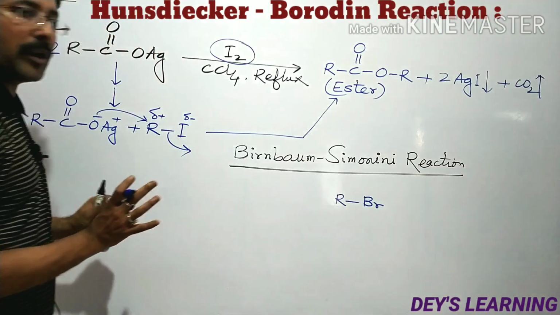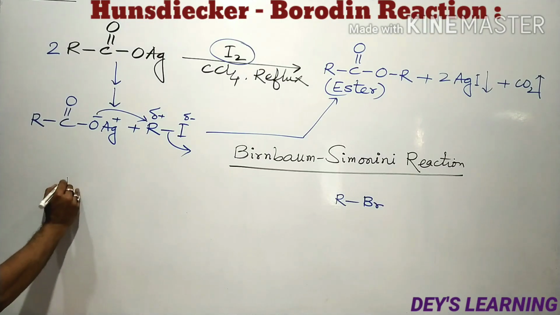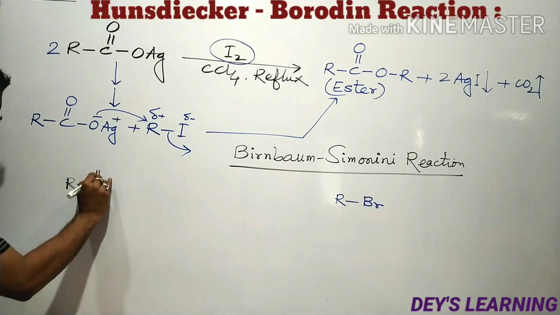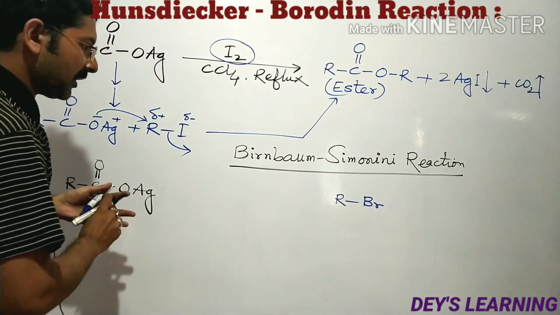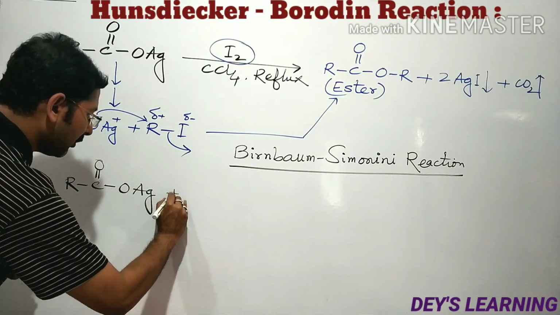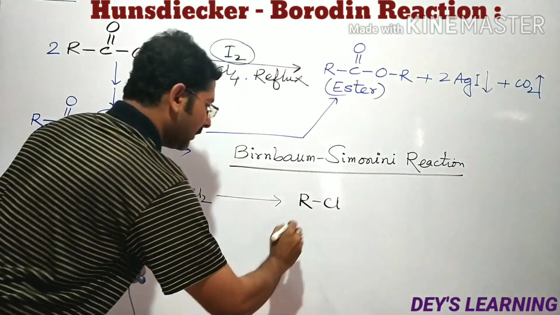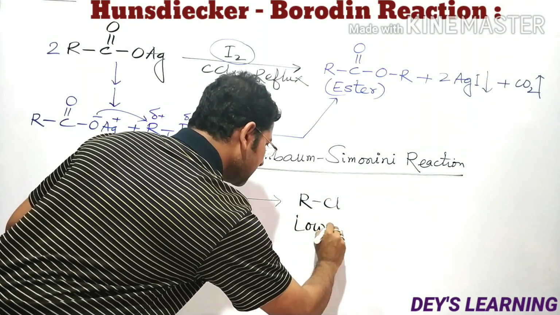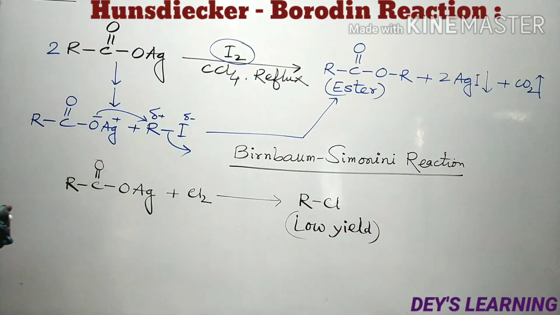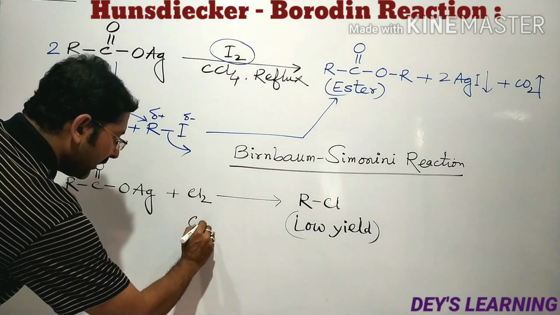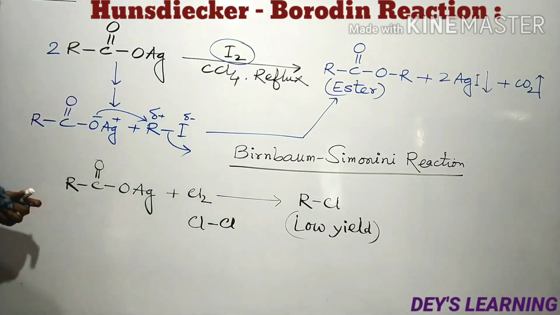Now what will happen if chlorine is added? If we subject chlorine to react with this molecule, obviously this product will be obtained, but this is a very low yield product, because we know this chlorine bond energy is sufficiently high.